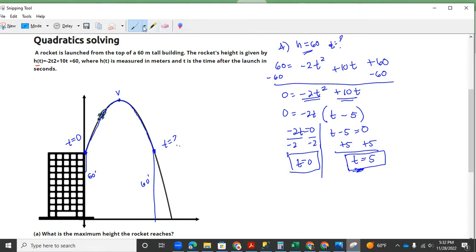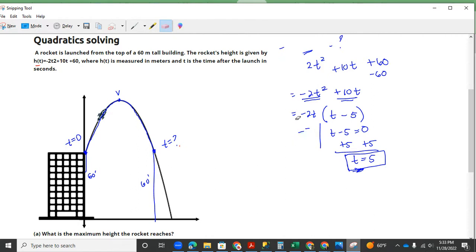Now, the second way to answer is understanding the concept of axis of symmetry. So, what is axis of symmetry? Axis of symmetry basically means whatever is on the left is exactly a mirror of whatever is on the right of the axis of symmetry, or line of symmetry, for a parabola.